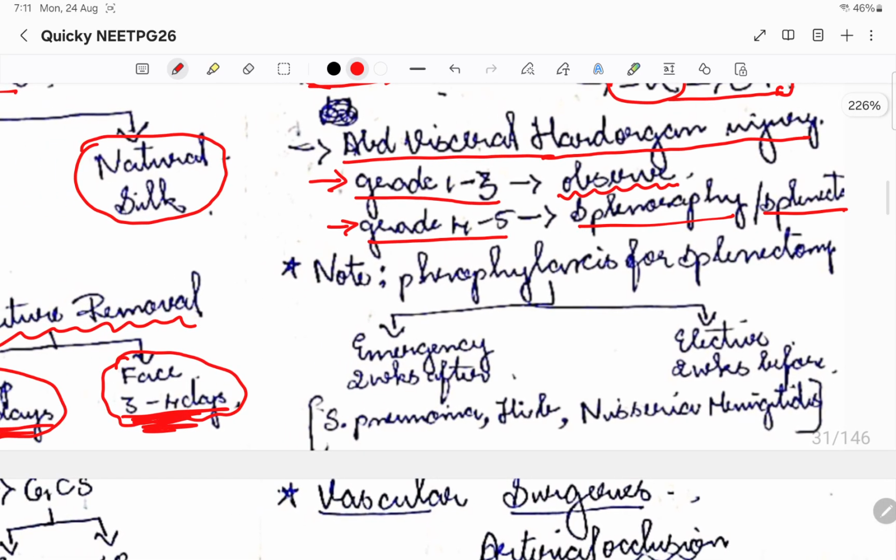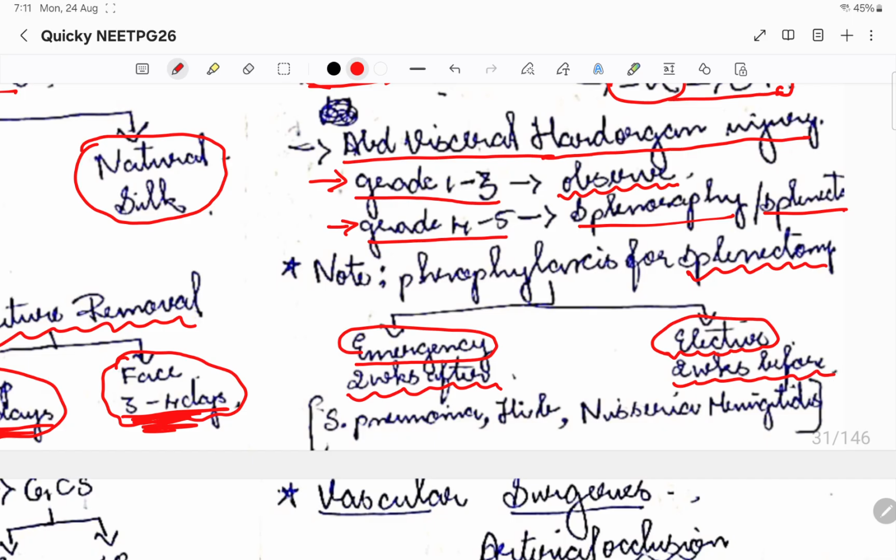Coming to one of the specific points for splenectomy, it is the prophylaxis that we give for splenectomy. Because it is a lymphoid organ, after its removal they will be immunocompromised. So it is good to give prophylaxis, which we always did in our hospitals. If it is an emergency splenectomy, we give it 2 weeks after the surgery, whereas if it is an elective splenectomy, we give it 2 weeks before.